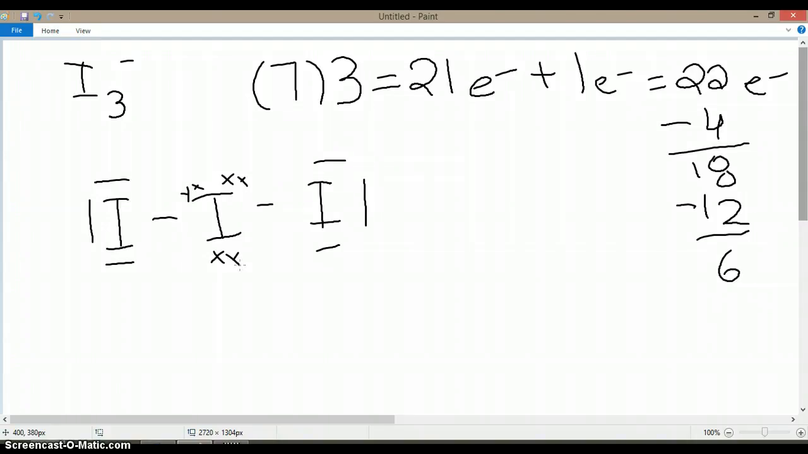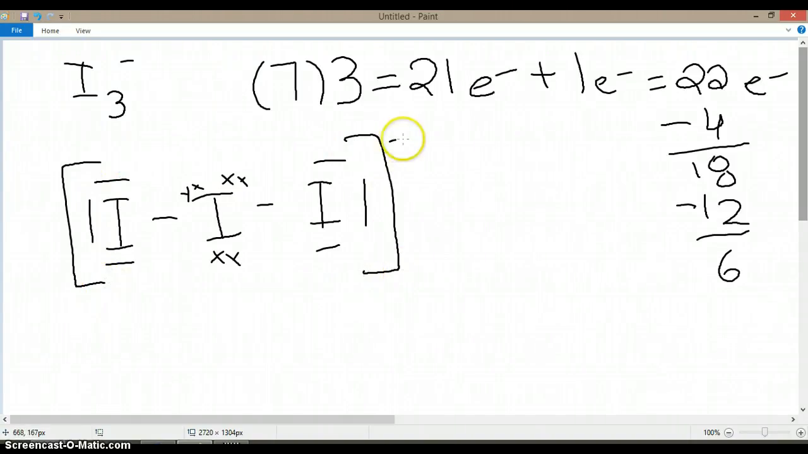The important thing to remember when you're drawing a Lewis structure for an ion is that at the end, when you're done drawing, you have to draw square brackets around your Lewis structure and then put the charge of the ion outside the bracket. So this was I3 1 minus, so we put the square brackets and that minus sign to show that we drew a Lewis diagram for an ion.